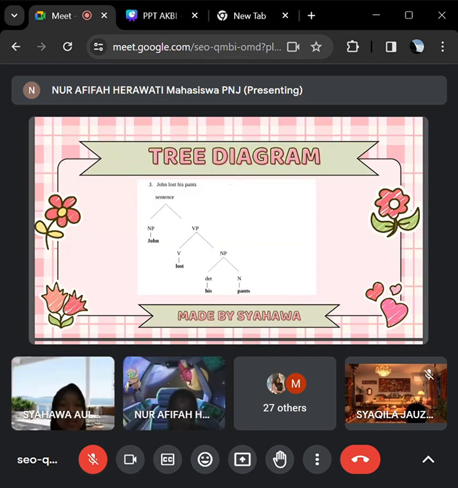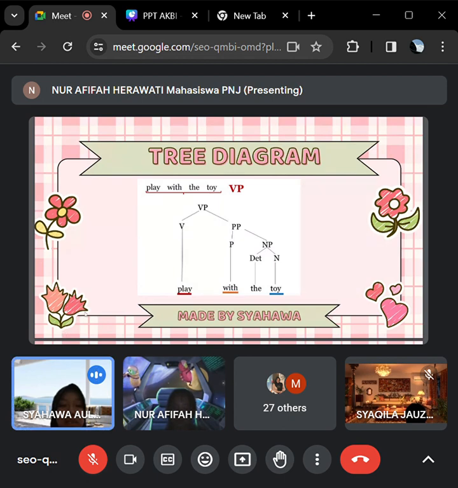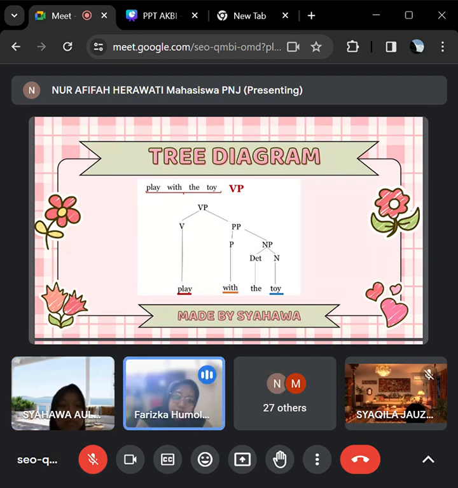The next sentence is play with the toy. The verb phrase is divided into verb and prepositional phrase. The verb is play, and the prepositional phrase is divided into preposition and noun phrase. The preposition is with, and the noun phrase is divided into determiner and noun. The determiner is the, and the noun is toy. Next.